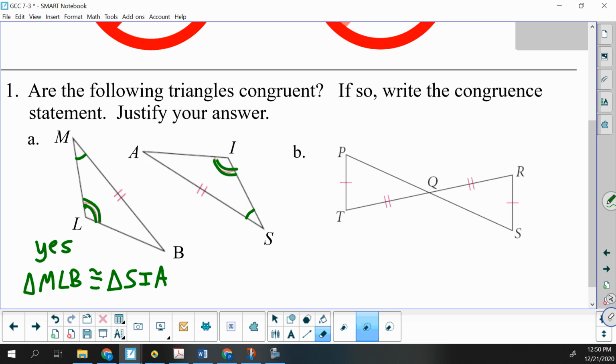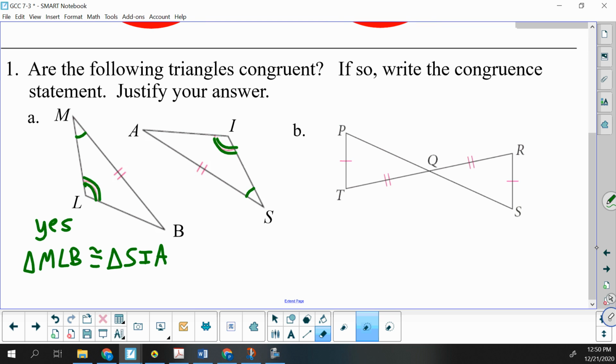Then we have to tell our reason. Why are those triangles congruent? Well, the reason they're congruent is either side, angle, side; side, side, side; angle, side, angle; or angle, angle, side. Well, we have two angles and one side, and the side is not in between the angles. So we would say AAS is congruent to AAS. And what that means is angle, angle, side in the first triangle is congruent to angle, angle, side in the second triangle. And that proves that our triangles are congruent.